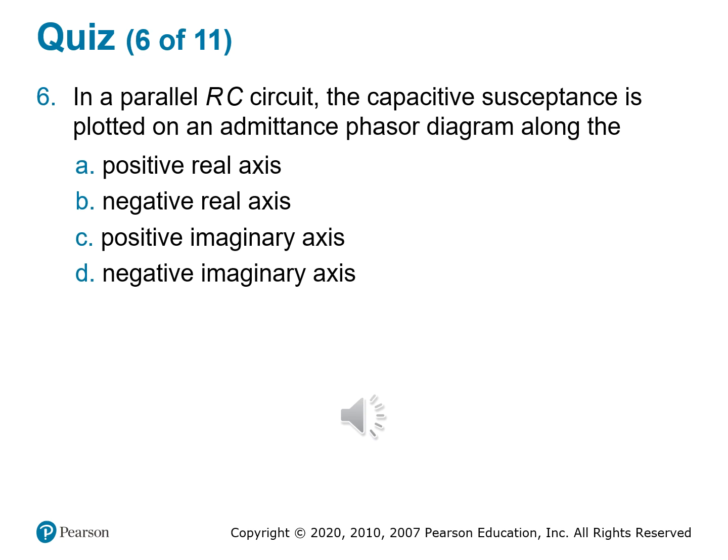Quiz question number 6. In a parallel RC circuit, the capacitive susceptance is plotted on an admittance phasor diagram along the what or where? A, positive real axis, B, negative real axis, C, positive imaginary axis, or D, negative imaginary axis. Go ahead and pause the video. Okay, if you're back, the correct answer is C, positive imaginary axis.